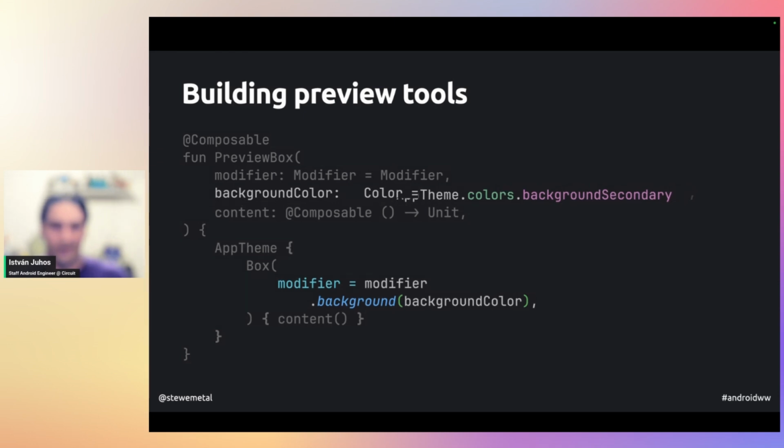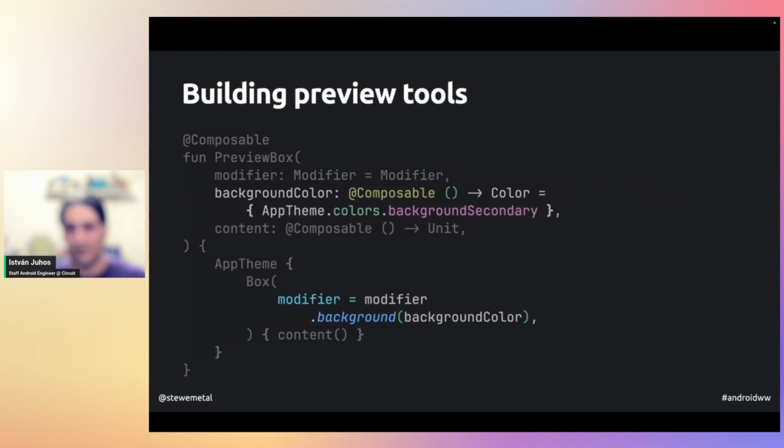And if you go back to our preview box example, what we can do to mitigate this issue is that we can defer the reading of that composition local by making this a composable function instead of just a color value. And of course, calling that composable in place in the background modifier in this example makes that read deferred to that point where that background modifier enters the composition. And at that point, because we are already inside the scope of the app theme, which defines those colors and composition locals we need, we can use this like that.